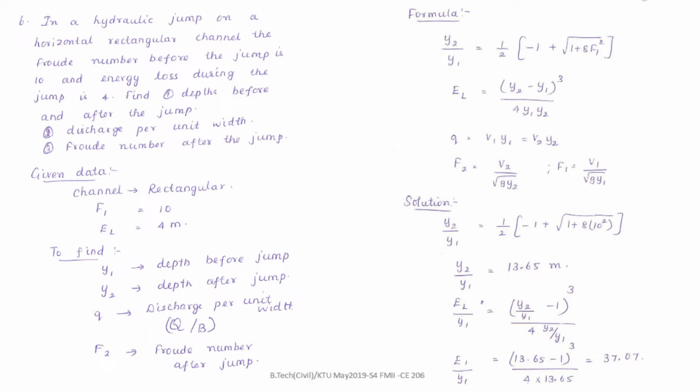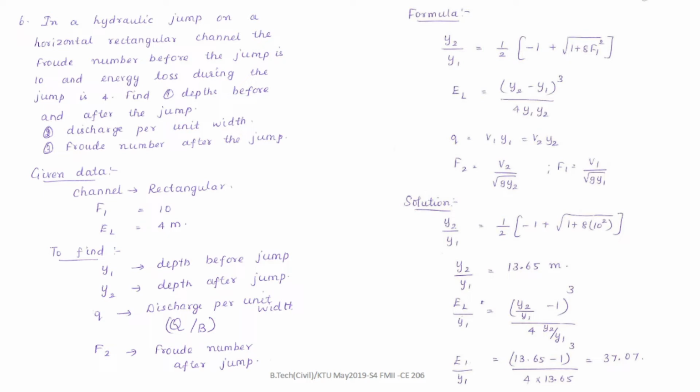Next is the energy loss formula. EL is equal to (y2 minus y1) the whole cube divided by 4 y1 y2. So with this, you can find out what are the things. So next is Froude number after the jump. Its notation is F2 is equal to V2 divided by square root of g into y2. So now we are going to the solution.